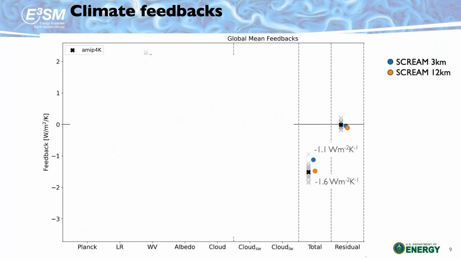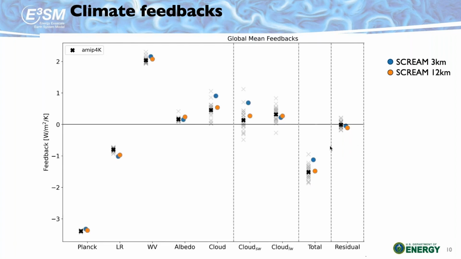And you can ask the question, where is it coming from? So we can break down the global net feedback into its Planck, which is the sigma T to the fourth, negative feedback, the lapse rate feedback, the water vapor feedback, the albedo feedback, and this albedo feedback doesn't include changes in the sea ice because the sea ice is prescribed, and then the cloud feedback.